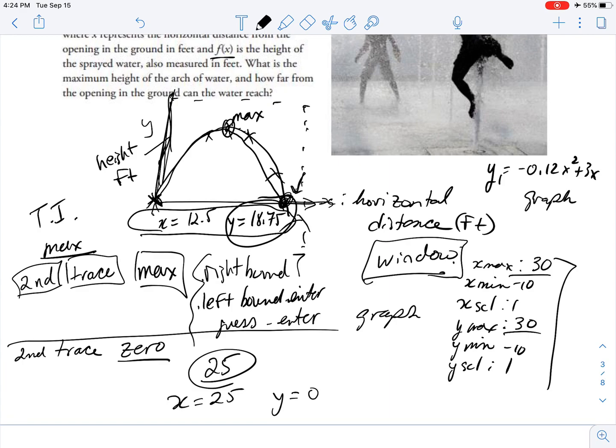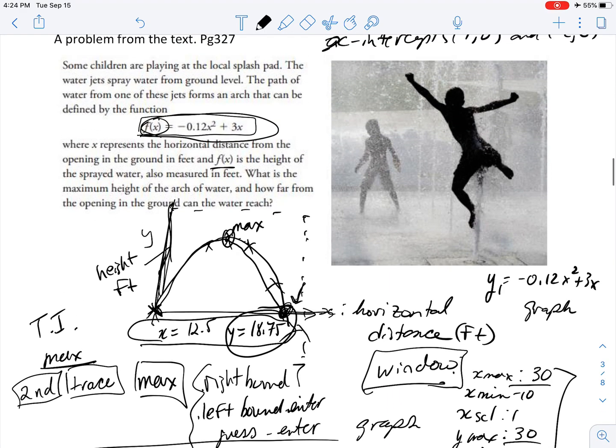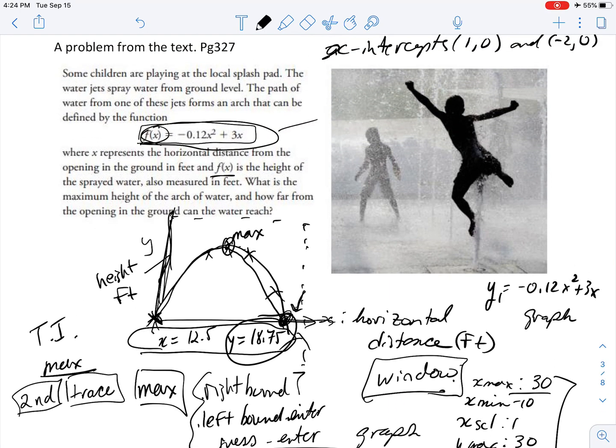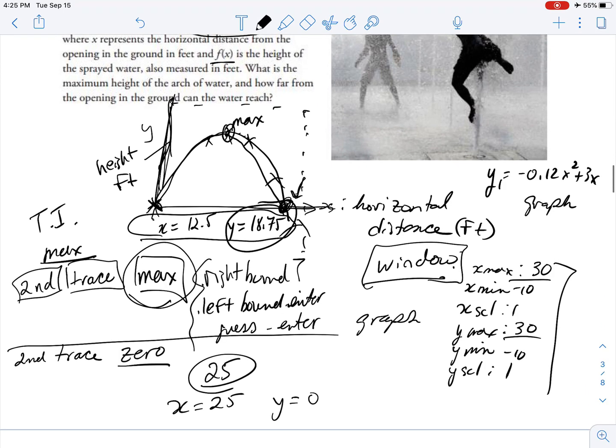So you want to try a couple of these questions where it gives you a function like this, and you put it into your calculator, and you're looking for things like the maximum or minimum. You're looking for where are the zeros.